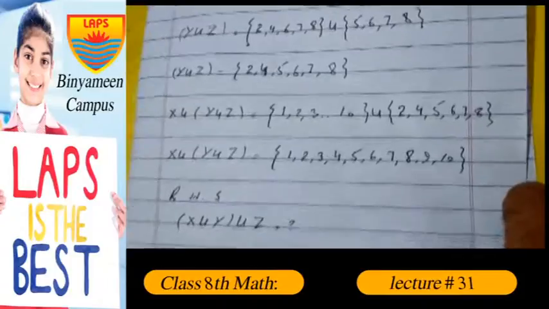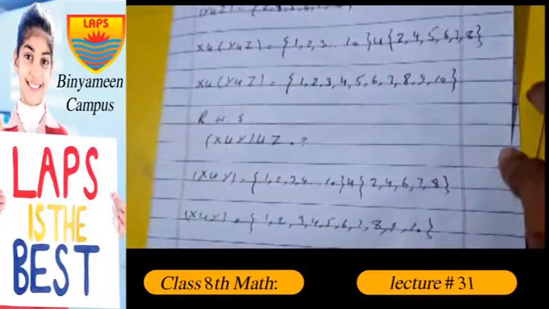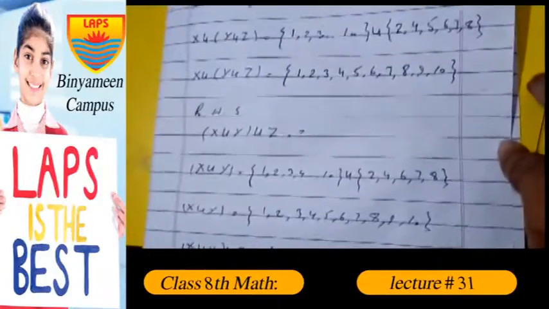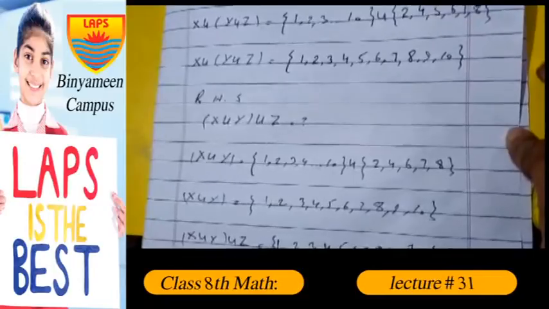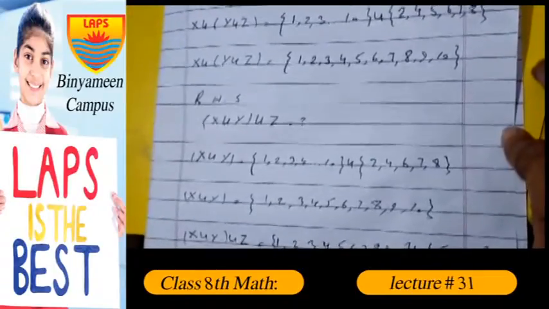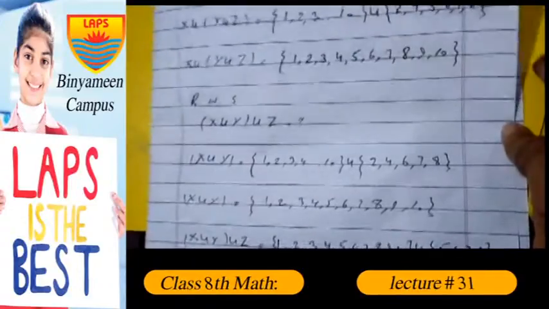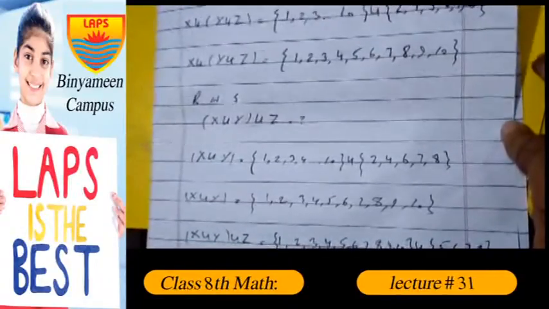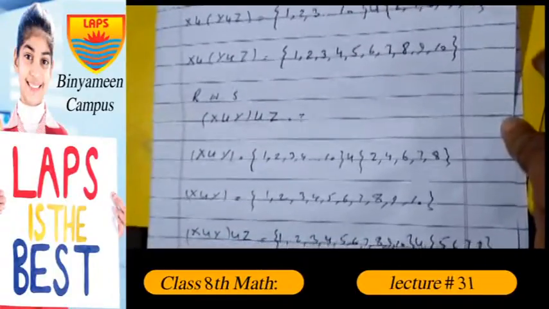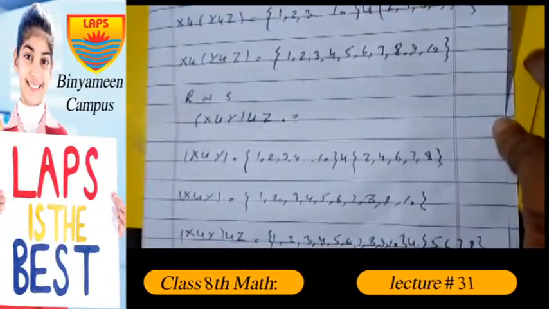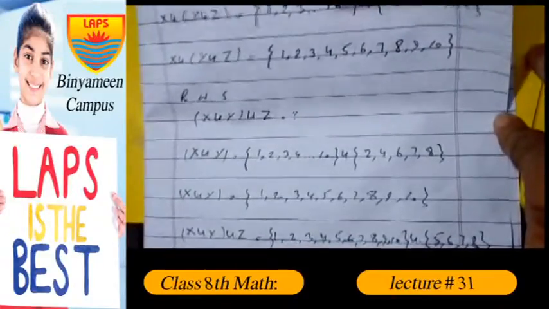Okay. Then find the right hand side, (X union Y) union Z. So first find the bracket values now. X union Y is equal to 1, 2, 3, 4, 5, 6, 7 and 10, and then write the symbol of union. Then write the elements of set Y: 2, 4, 6, 7, 8. Now X union Y is equal to {1, 2, 3, 4, 5, 6, 7, 8, 9, 10}.